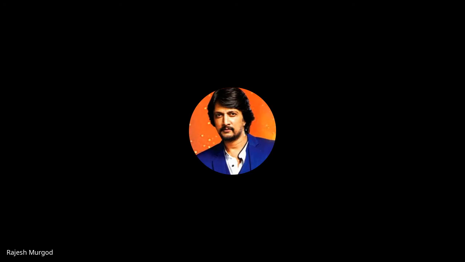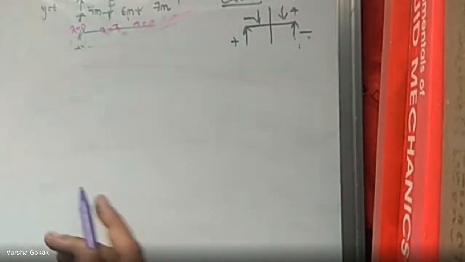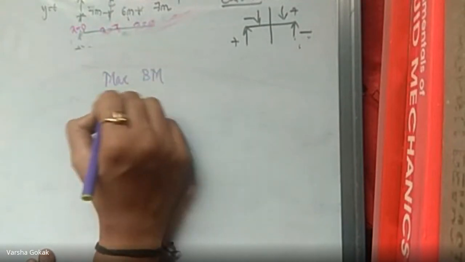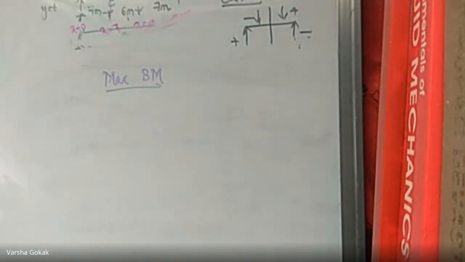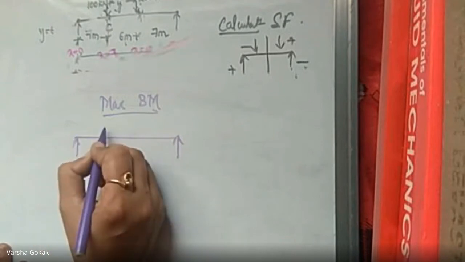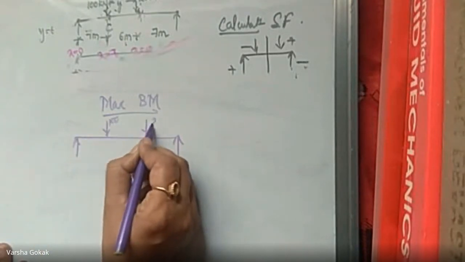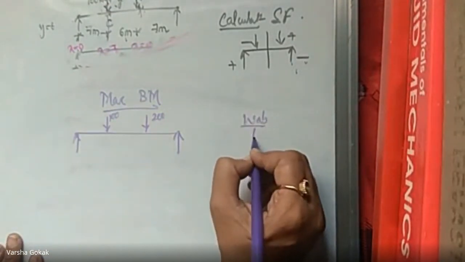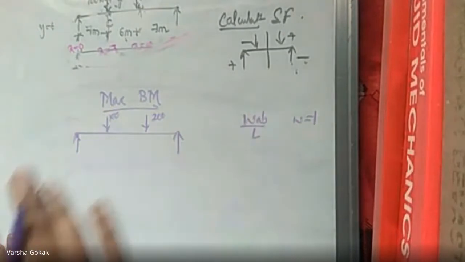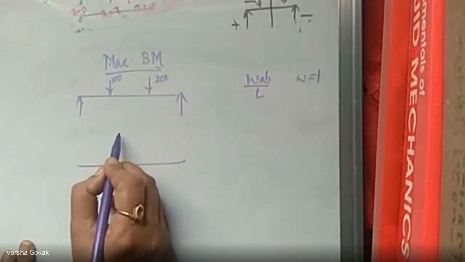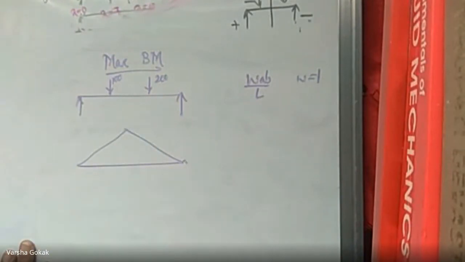So we'll quickly take bending moment. When we are calculating the maximum bending moment, what we will do, our actual loaded beam is like this. This is 100 and this is 200 kilonewton. We will use WAB by L with W equal to 1 and first draw the ILD diagram for that. Your ILD diagram goes like this, for WAB by L.